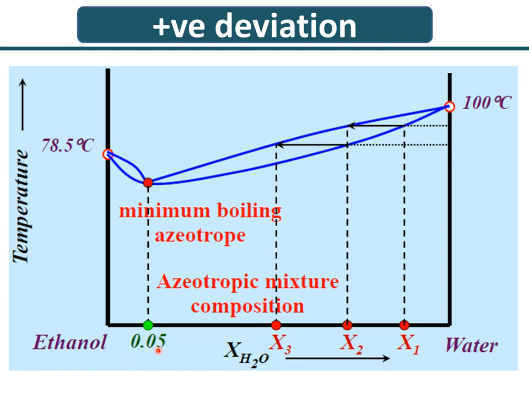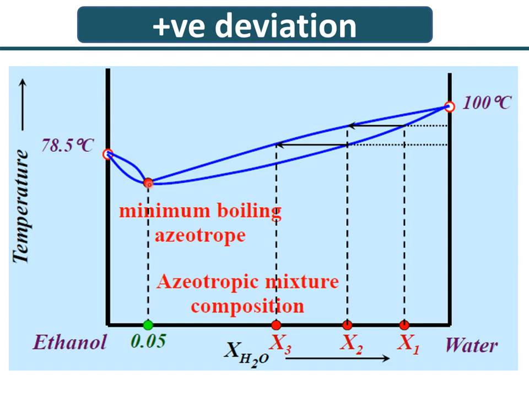0.95 of ethanol. So if you start regularly, as we did in the distillation previously, if you have a mixture of X1, which is rich in water, at that point, at X1, and we started boiling that mixture, it will start boiling at this temperature, and the composition in the vapor phase would be rich in ethanol, to be at X2. If you continue, it will be at X3. If you continue, it will go to that composition, to the azeotrope, at 0.05 mole fraction of water. And the process will stop.